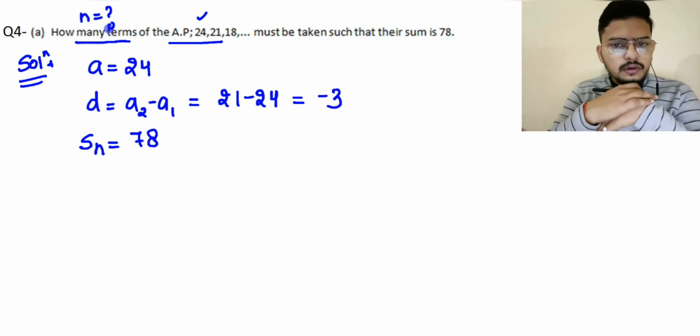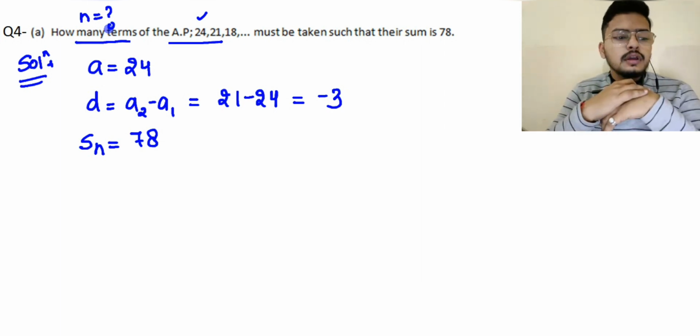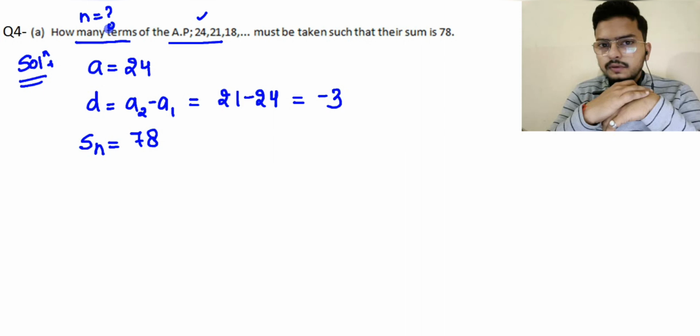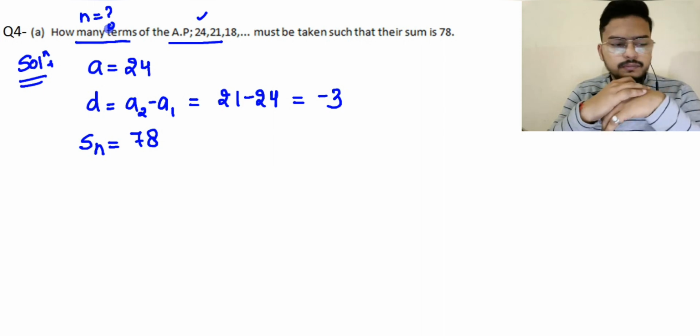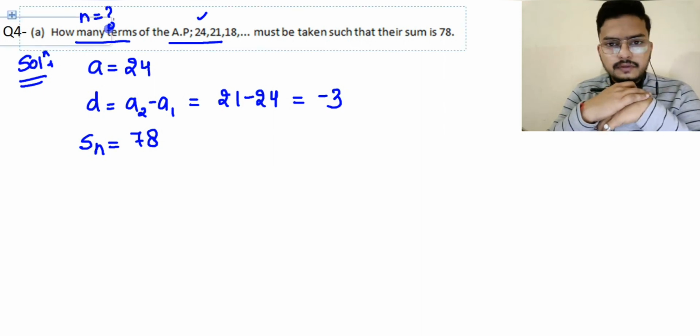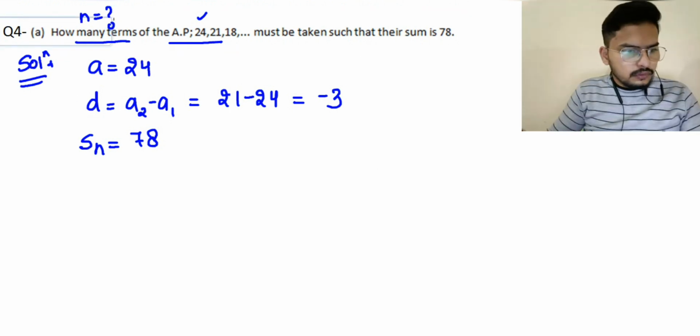So with all these things given in the question, just apply the formula for the sum of n terms of AP, and from applying the formula you will easily get the value of n. So how? Just have a look.